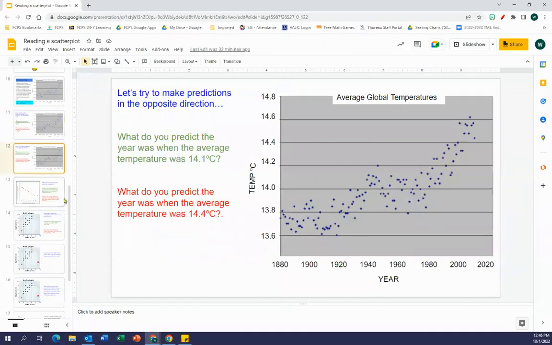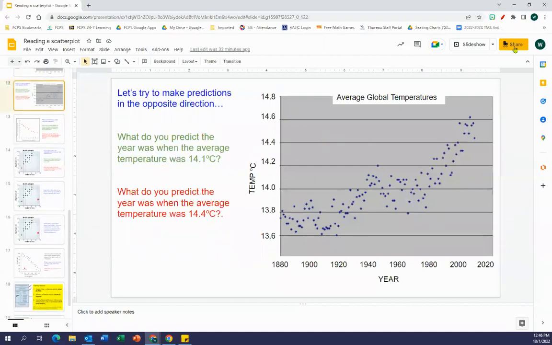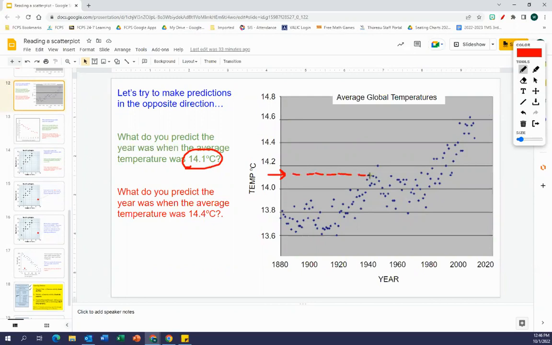So let's stick with this particular global warming graph and let's ask our questions in reverse this time. This time we're going to look at 14.1, which is about right here. What do we predict the year was? Well, let's see. If I scooch across, I might say somewhere around here. It would have been 14.1. So maybe I would say 1962 or 1960 or 1964. But all of those guesses appropriately follow my positive correlation.